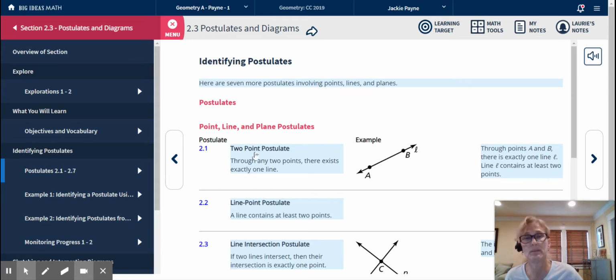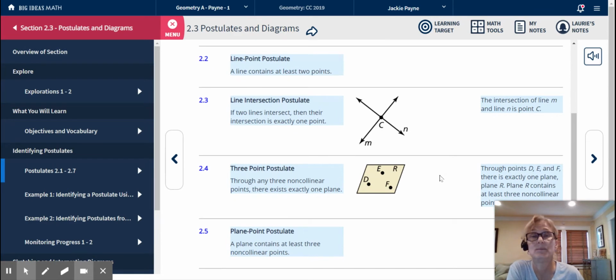So first we have the 2-point postulate. The example is line AB or line L. Through points A and B, there is exactly one line. Line L contains at least 2 points. The line point postulate, a line contains at least 2 points. The line intersection postulate, if 2 lines intersect, then their intersection is exactly 1 point. So in this case, the intersection of line M and line N is point C, and that's where we label it. See what I mean by common sense? If you see 2 things crossing, they cross in 1 point.